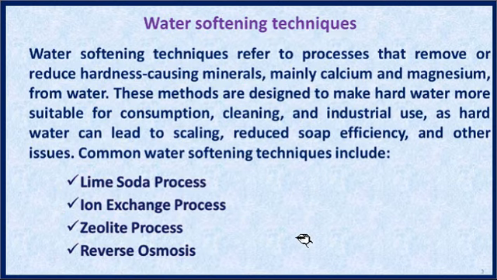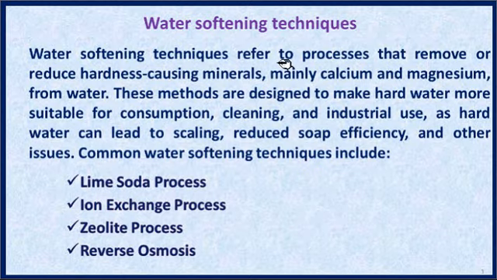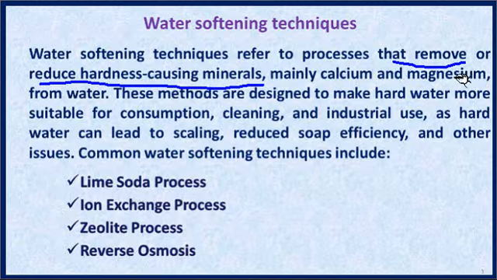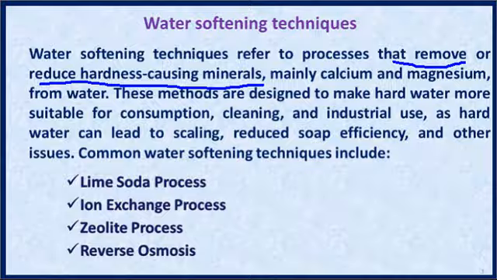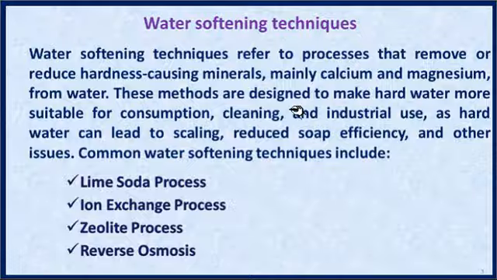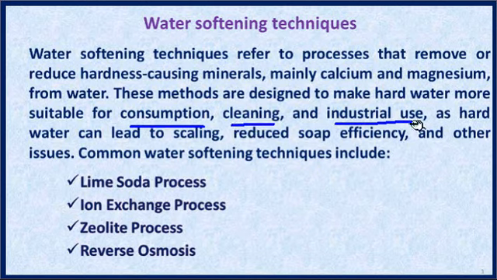Now, to begin with, what are the water softening techniques? Basically, the water softening techniques refer to the processes that remove or reduce the hardness causing minerals, mainly calcium and magnesium, from the water. So these are the techniques which are used to remove calcium and magnesium salts from the water. These methods are designed to make hard water more suitable for consumption, cleaning and industrial use.